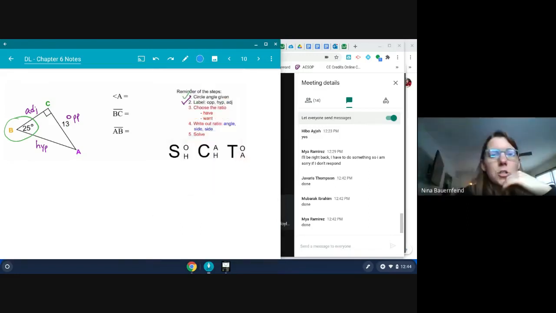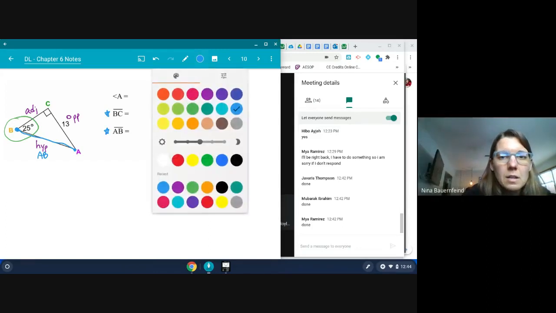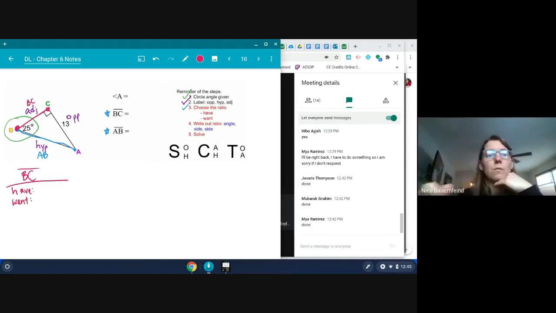So next we need to choose the ratio, but before we do that, we need to pick what side we want to find. This is AB because we connect A and B, and this one is BC because we connect B and C. Let's go ahead and find BC first, okay? So we're going to put have, want, like we have in the steps there. I want you guys to fill in those blanks. Fill in what you have and what you want.